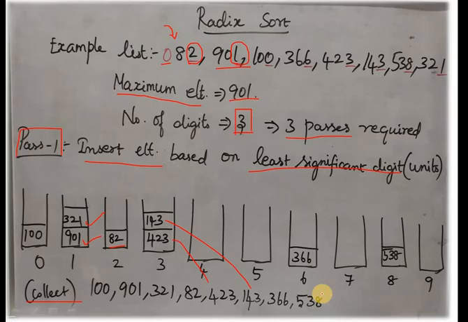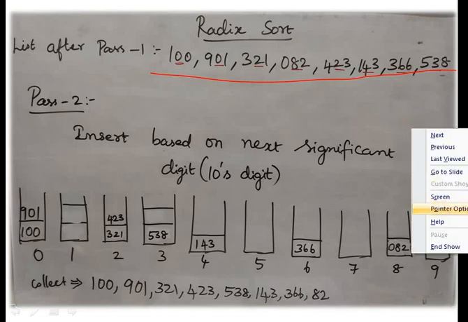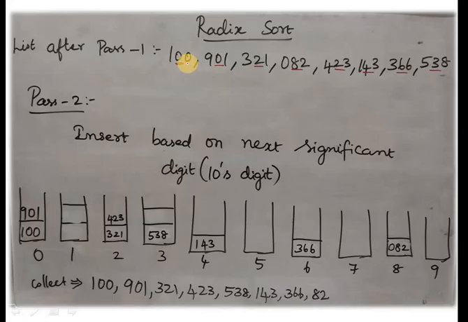Okay, then pass 2. For pass 2 you have to consider this updated list. So the list after pass 1 is here. Here you have to consider the next significant digit, the tens position. In the last pass we considered the unit position digit, and in this pass we are going to consider the digit at the tens position. So insert based on the next significant digit, the tens digit. Based on the tens digit we are going to insert.